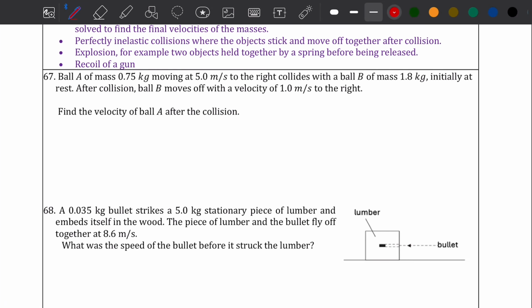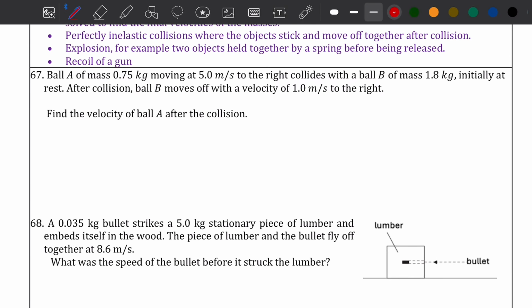Okay, next, ball A of mass 0.75 kg moving at 5 meters per second. So I'm going to draw a diagram for it. Ball A, 0.75 kg moving at 5 meters per second, collides with ball B of 1.8 kg, and it's initially at rest. So this is before collision.